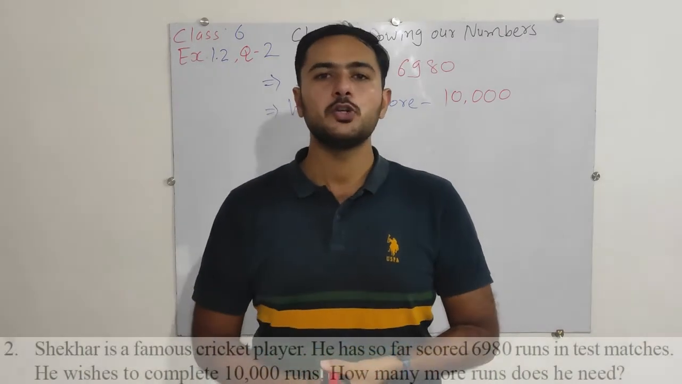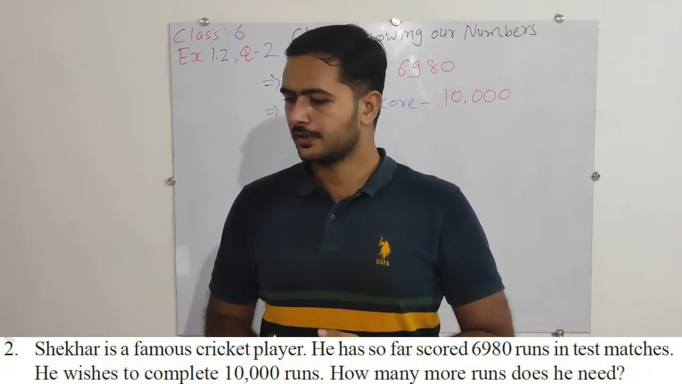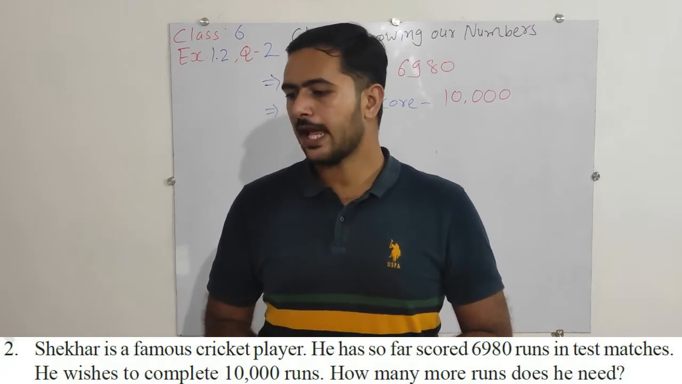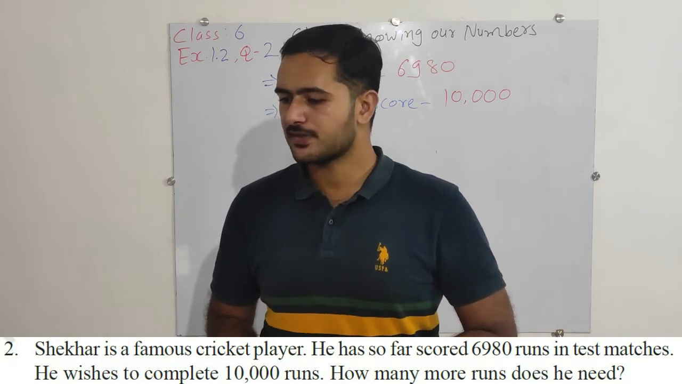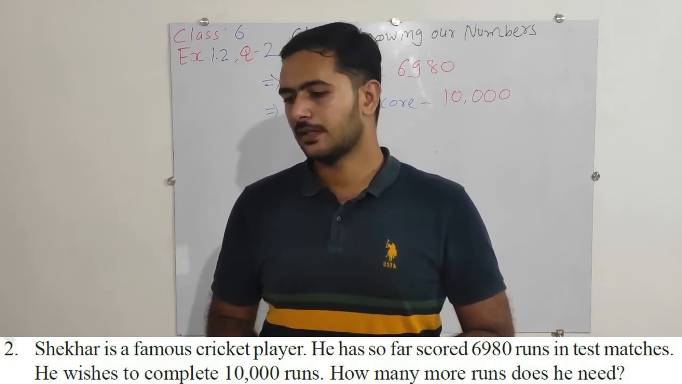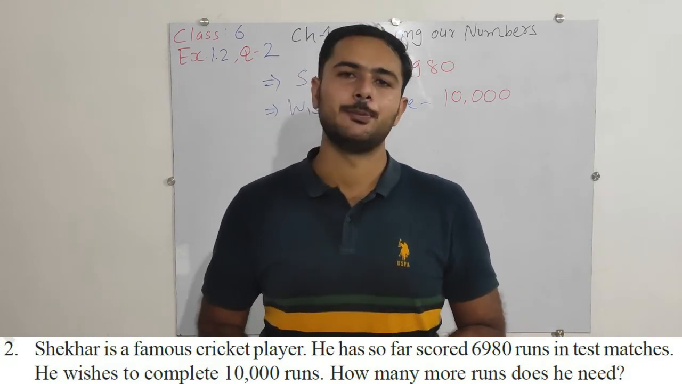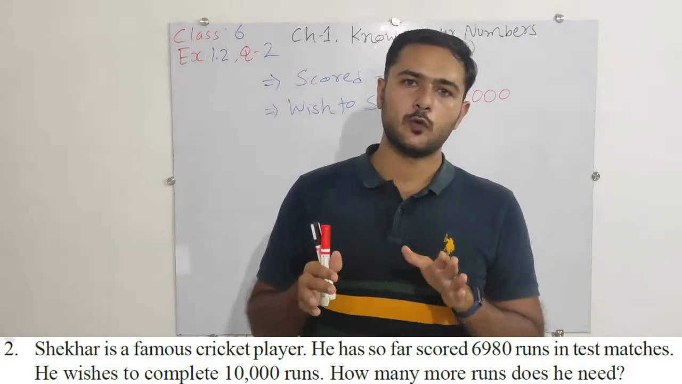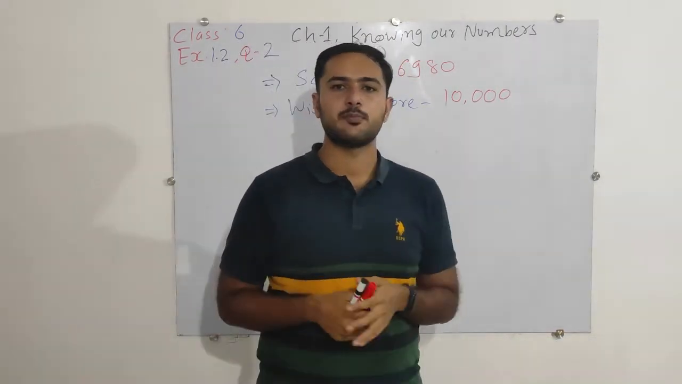Now let's see question number 2. In question number 2, it is given that Shekhar is a famous cricket player. He has so far scored 6,980 runs in test matches. He wishes to complete 10,000 runs. How many more runs does he need? Okay. So first of all, just forget this question and forget these larger numbers.